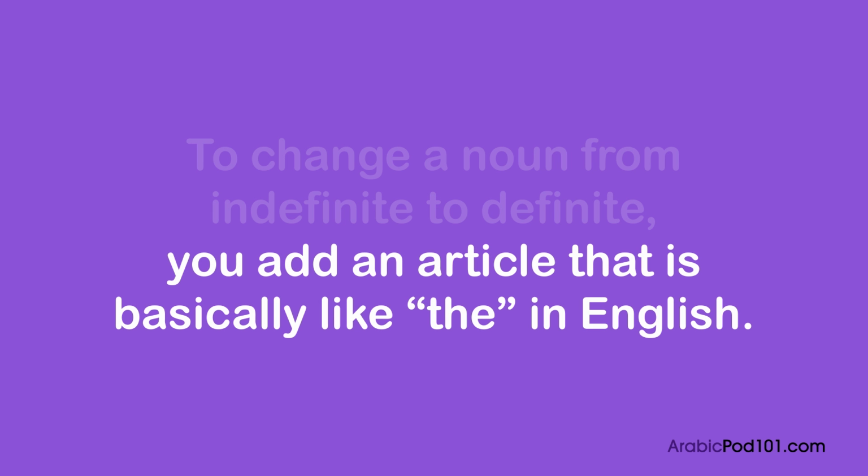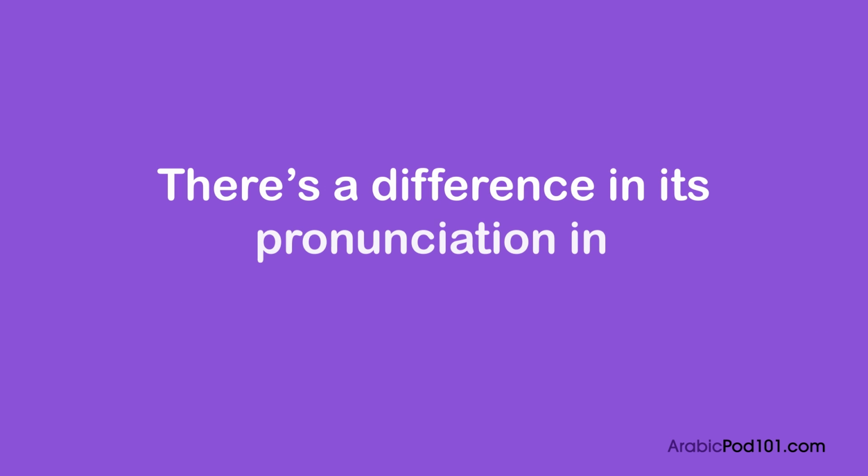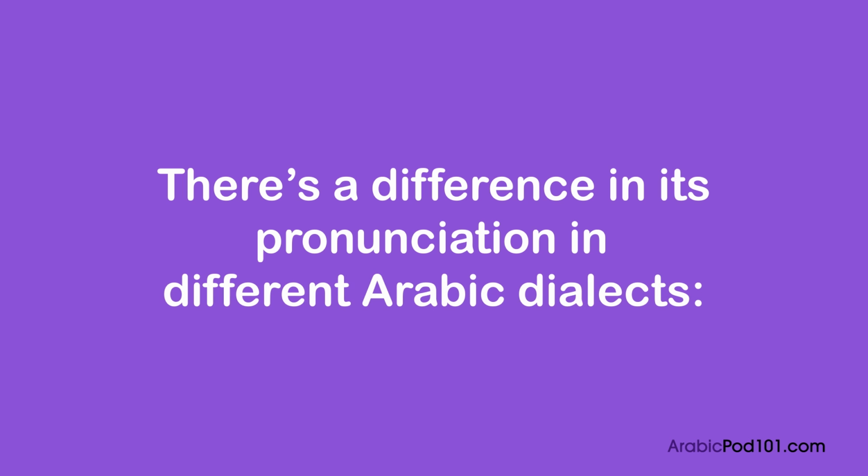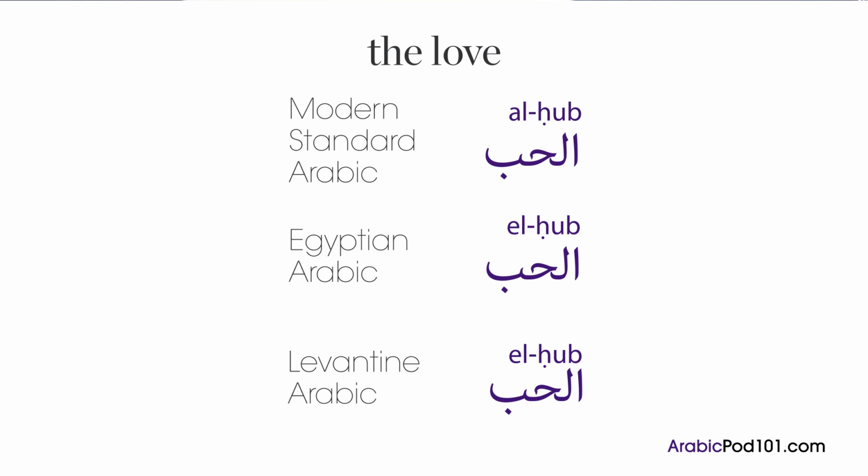To change a noun from indefinite to definite, you add an article that is basically like "the" in English. There's a difference in the pronunciation in different Arabic dialects. Let's see the word "the love" as an example. Notice the difference between "el" and "il".